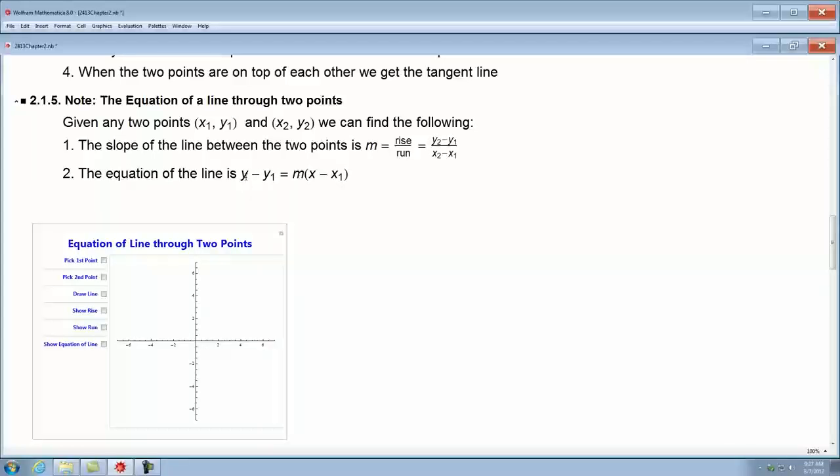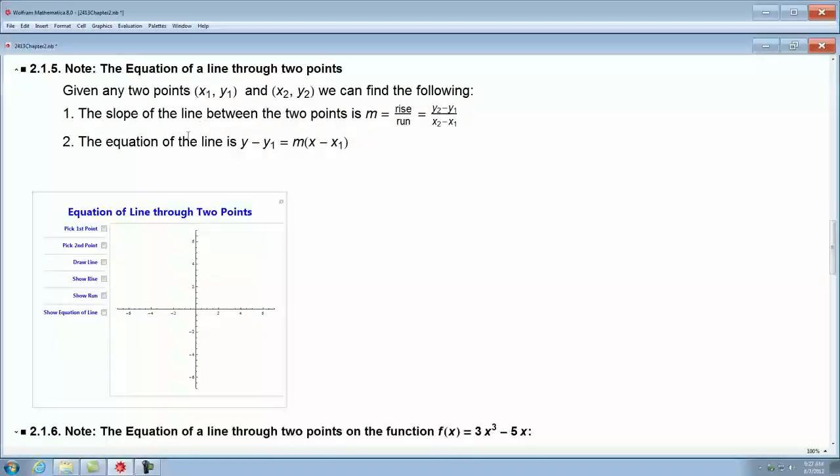And it says that the equation of the line would be y minus y1 equals m times x minus x1. Here m is this slope, y1 is the y-coordinate of the first point, and x1 is the x-coordinate of the first point. So that we should be able to do from college algebra. And here's how we did it.